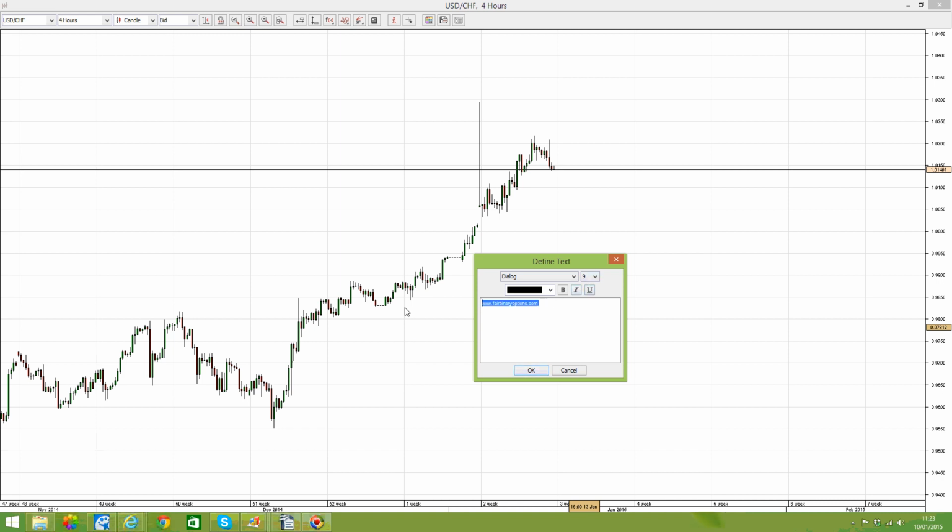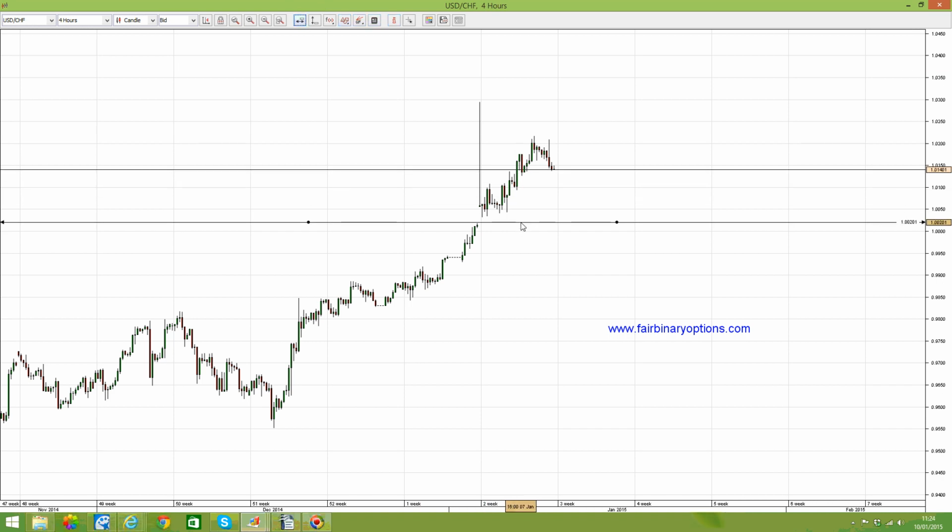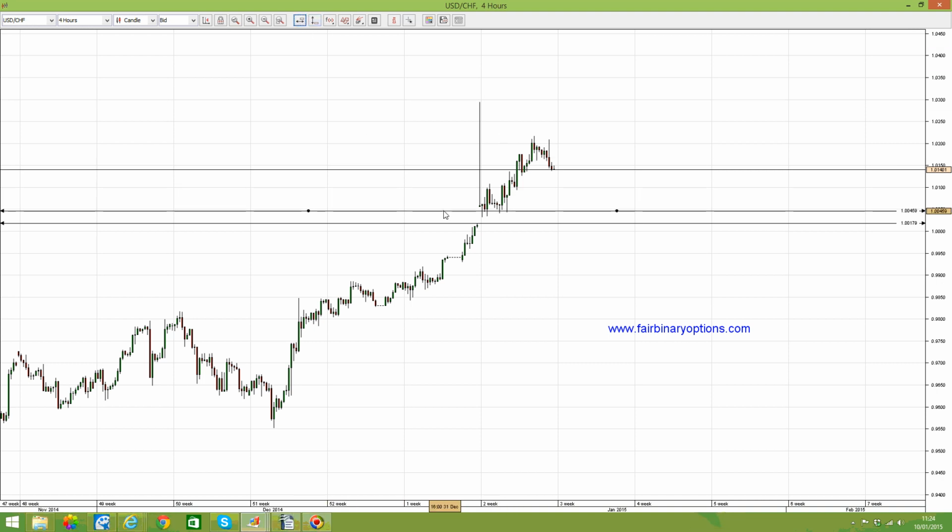What we are doing here is making a trading plan for the US dollar Swiss franc, which I would say is heading for closing the gap. What gap? Well, the gap that was opened last Monday. So last Monday the market opened with the gap all the way towards here.